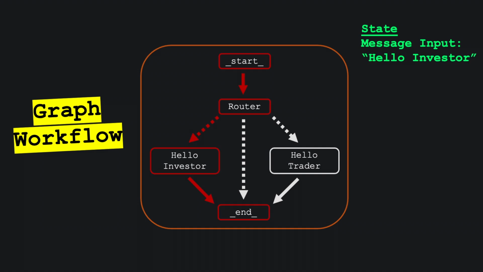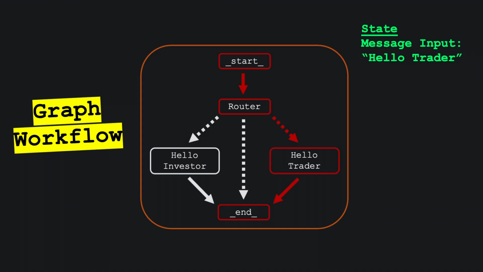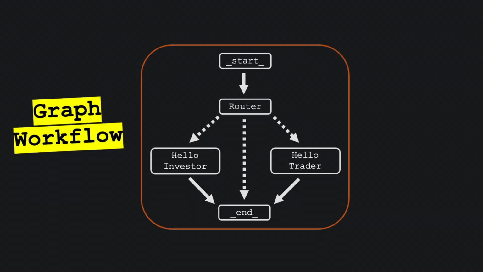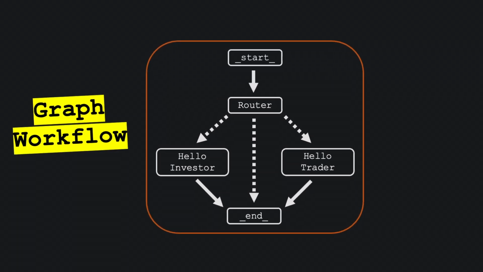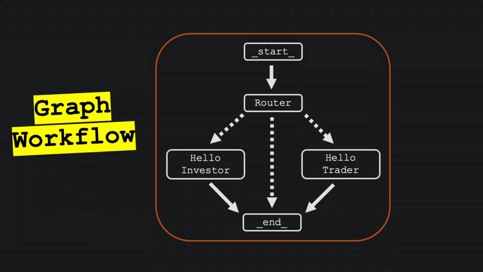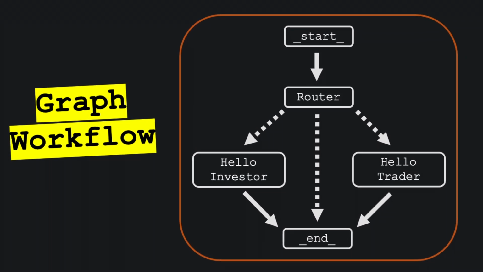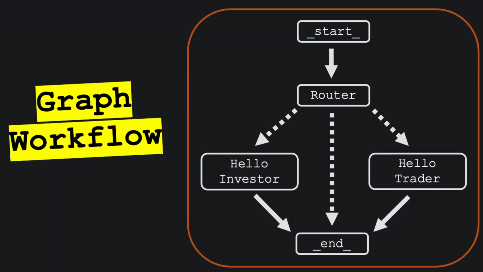If it detects investor, it follows one branch. If it sees trader, it follows another. The decision is made dynamically and in real time based on context. This kind of decision-making is called routing, and it's a key feature of agentic workflows. It lets your agents adapt their behavior based on the situation, rather than following a fixed script. This combination of nodes, edges, and evolving state based on different routes is what makes LangGraph so powerful. It lets you control how agents think and adapt, with logic you can see and workflows you can shape.